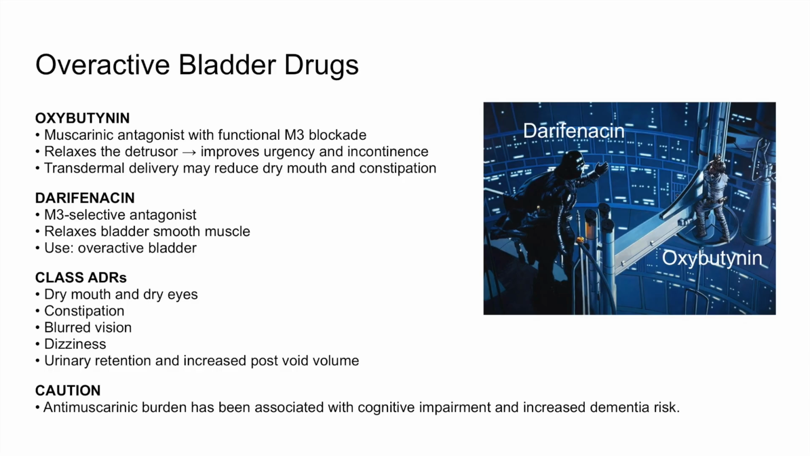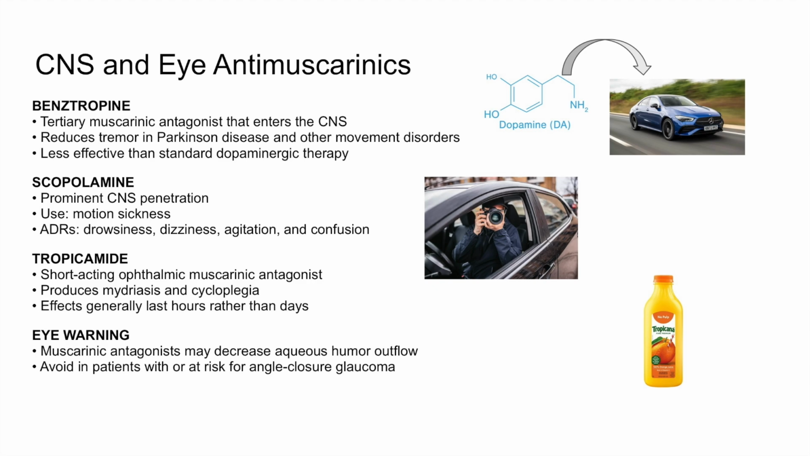So there you go. Right, so now we have our central nervous system and eye antimuscarinics, and these are just the most direct ones. I know the ones that we've talked about previously also involve the central nervous system and eyes in some shape or form, but these are the most direct. Okay, so these drugs illustrate how tissue penetration and duration determine clinical use. So benztropine is a tertiary antimuscarinic that enters the central nervous system and may reduce tremor and rigidity in Parkinson's disease or medication-induced Parkinsonism.